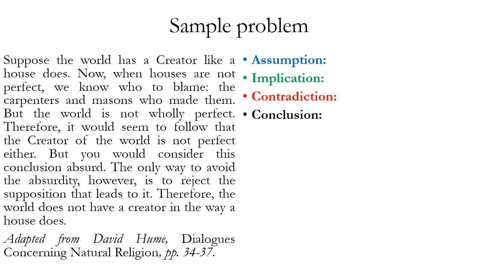So in order to identify the parts of this reductio, we can start with the conclusion. This is a good strategy in general when you're trying to analyze an argument: figure out what the main conclusion of the argument is supposed to be.